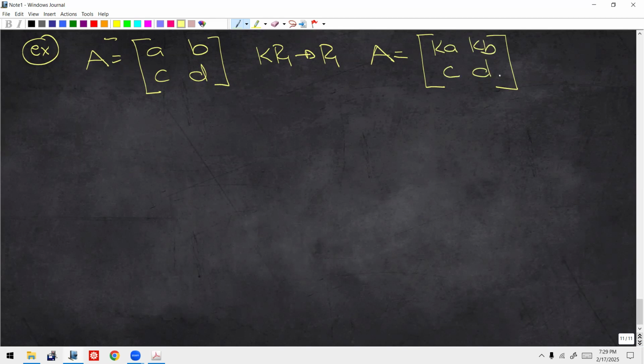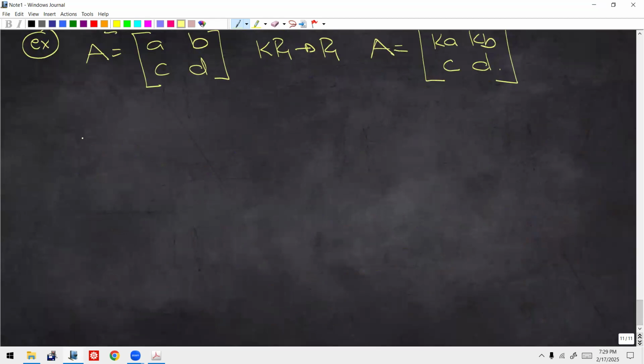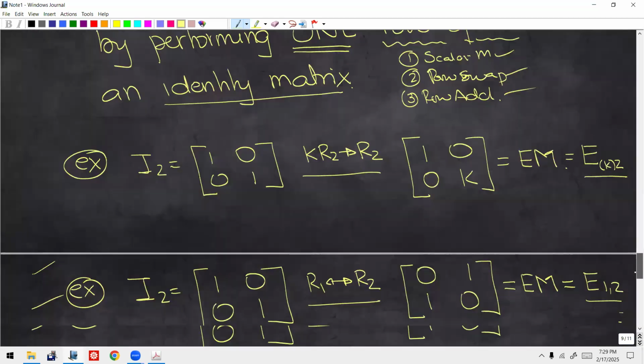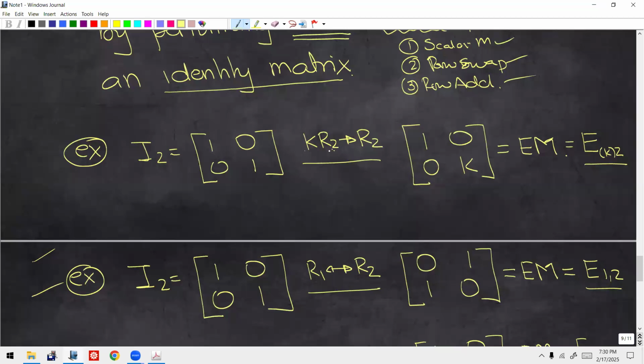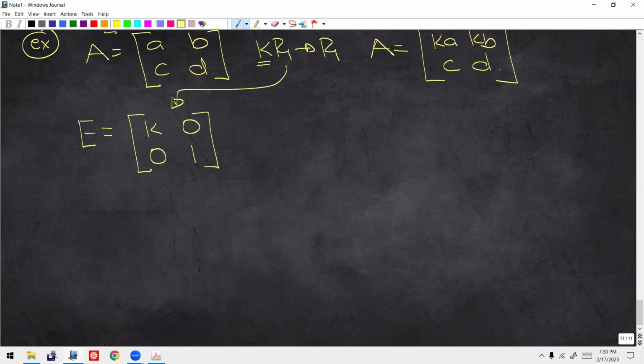Okay, that's great. Now let's try to do that using this note. What we can do first is create E. E would be where you perform the same row operation on the identity. So what row operation did we perform here? We multiplied the first row by K. Out here, I gave you an example of multiplying the second row by K. Had I done the first row, this would become a K and this would become a 1. So I'm going to say E is equal to [K, 0; 0, 1]. That corresponds to this row operation. Is that okay?